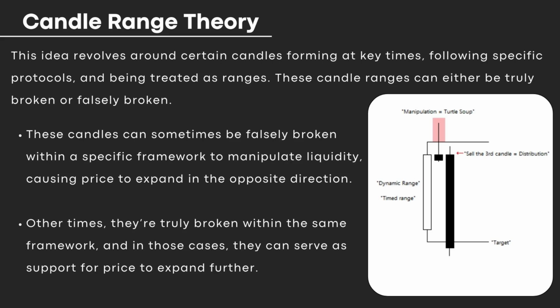Now you can see these two bullet points right here. The first one: these candles can sometimes be falsely broken within a specific framework. Remember, framework is the main part here. Broken within a specific framework to manipulate liquidity, causing price to expand in the opposite direction. And other times these candle ranges are truly broken within the same framework, and in those cases they can serve as a support for price to expand further. In these cases they can lead to different key levels being formed.